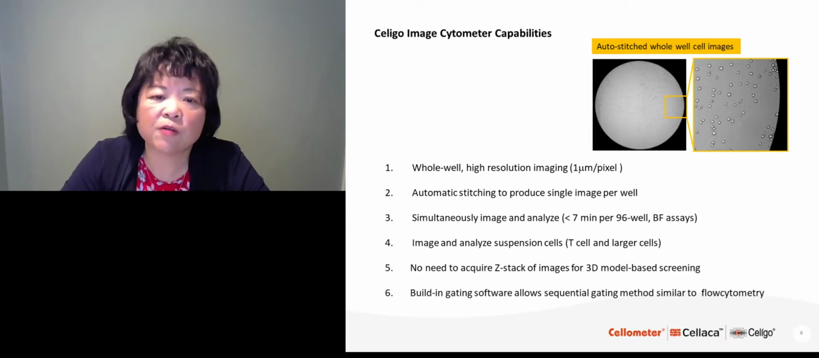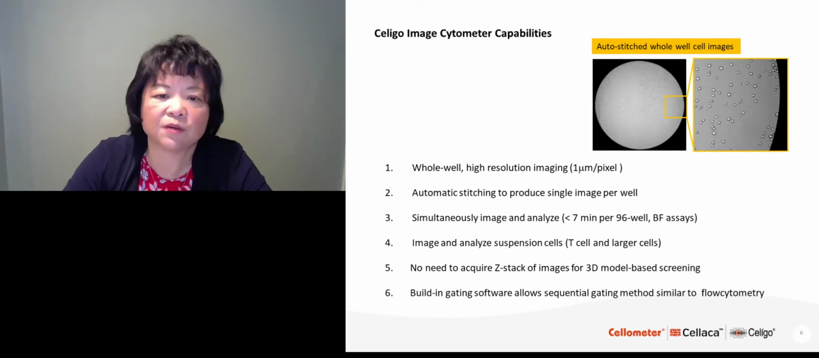Multiple fluorescent channels give us the opportunity to quantify subpopulations of cells with different fluorescence or different combinations of fluorescent markers. So it is important to have built-in gating software like we do in flow cytometry.